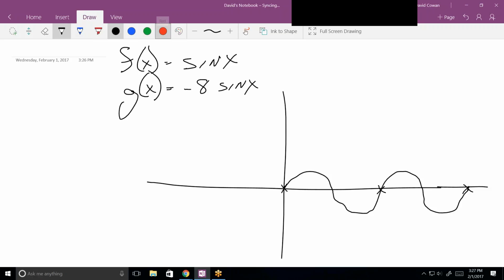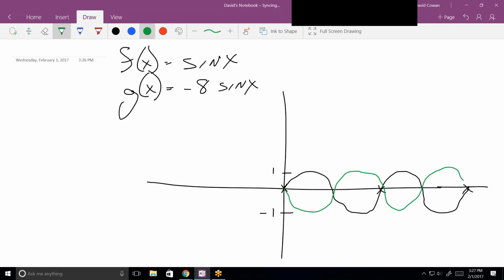What two things does this have going on for it? It has a reflection in the x-axis and a stretch of 8, a vertical stretch of 8. All right, so let's make that 1. Let's make that -1. This time I'll do them separately. There is the reflection only.